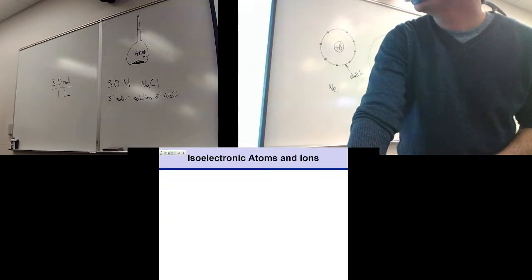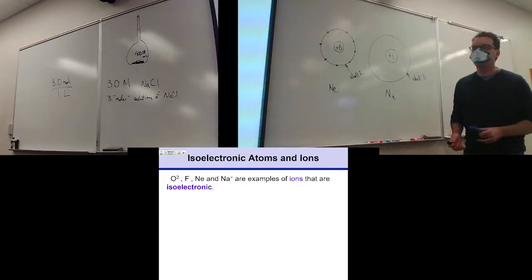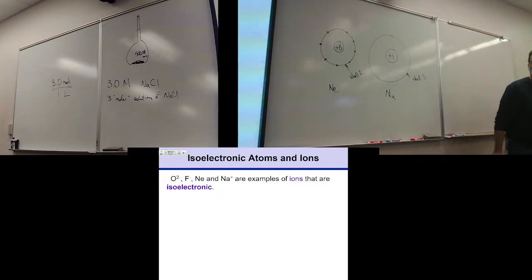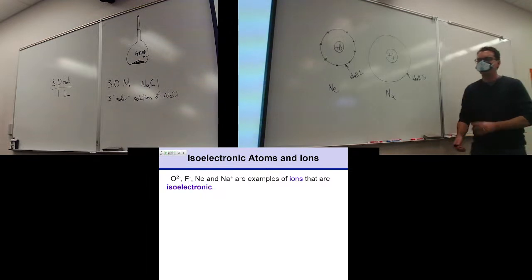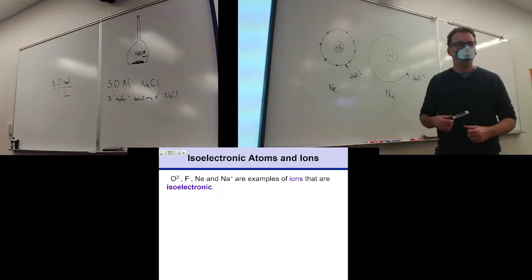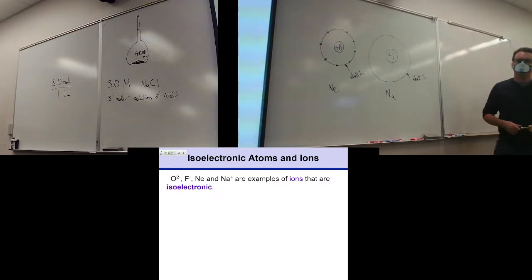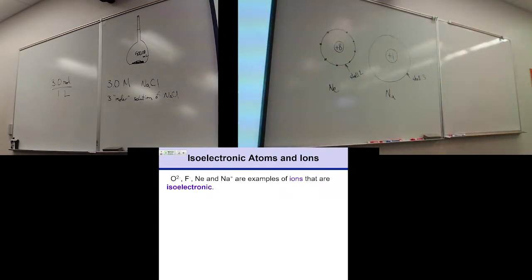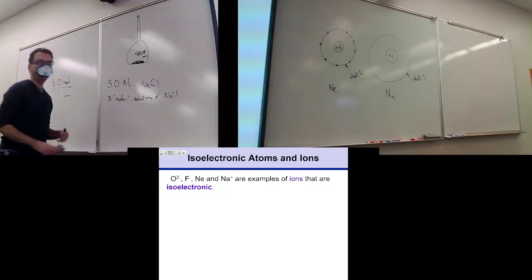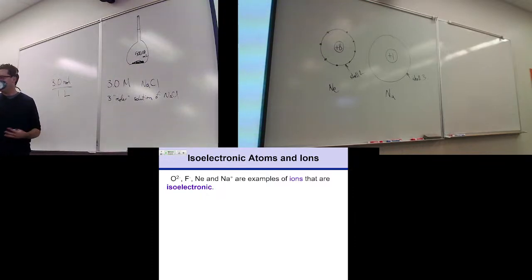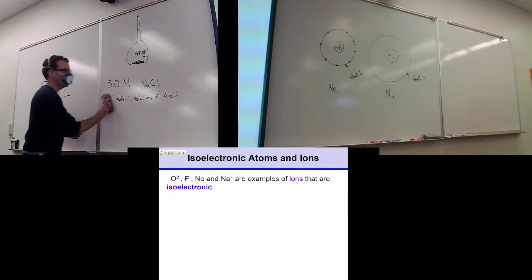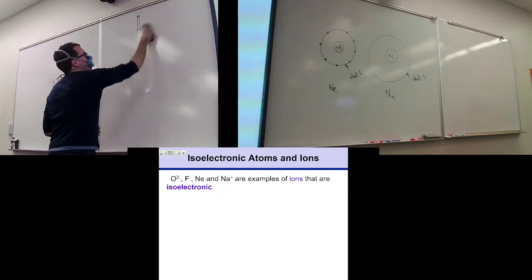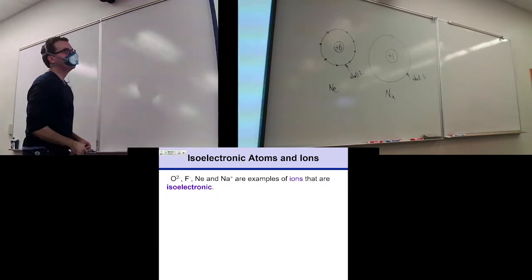Okay, so let's talk about something new. A new term is isoelectronic. When something is isoelectronic, we say that it has the same number of electrons. That's really what it is. You can take it a step further if you need to. We haven't talked about electron configuration yet, but essentially, they also have the same electron configuration. We'll get to that later. But the same number of electrons is really the key here.